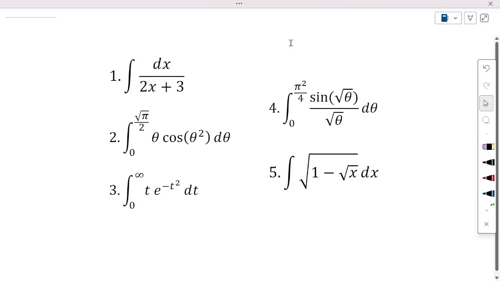Welcome to u-substitution, by the way. We've made it past the introduction to integrals. Now we are going to start applying these integrals, but when we have more complex integrals, basically, right?